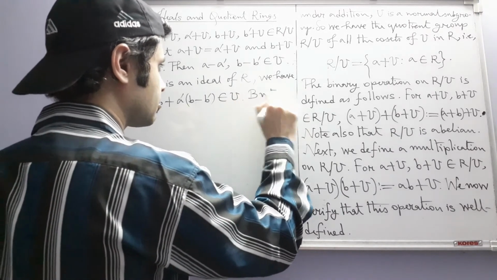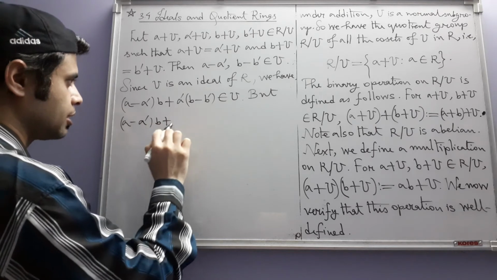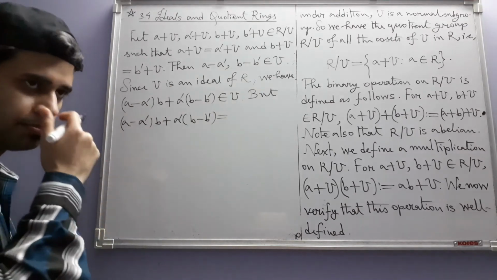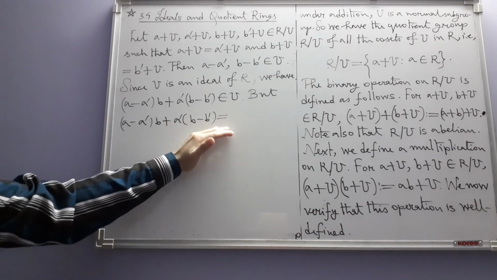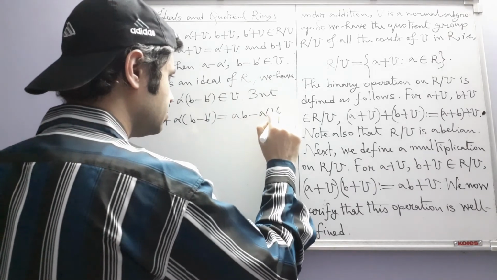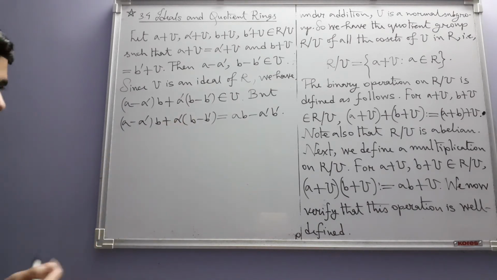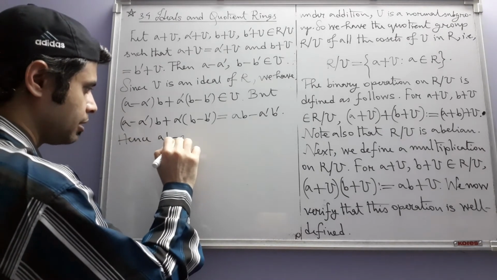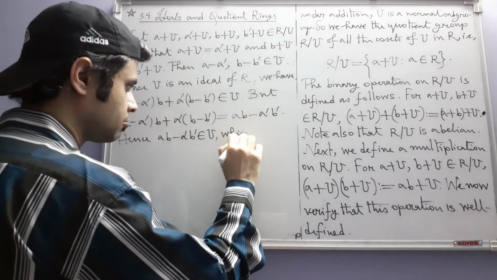But this element, (A minus A prime) times B plus A prime times (B minus B prime), after simplification, after manipulation using the elementary ring properties, turns out to be equal to AB minus A prime B prime, because A prime B and minus A prime B cancel out. Hence, AB minus A prime B prime belongs to U.